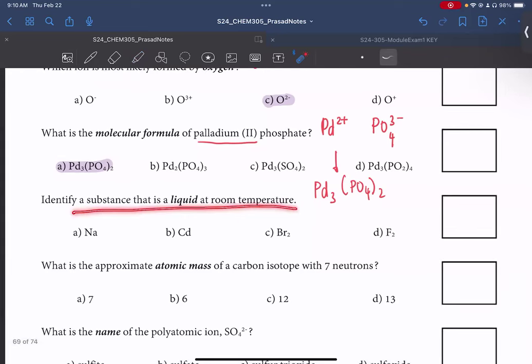Identify a substance that is liquid at room temperature. The only one here that meets that requirement is bromine. We quickly pay attention to the periodic table. The font color tells us about states. A black font is metal, red font is gas, and blue is liquid. You can see that only bromine, 35, and mercury are liquids.